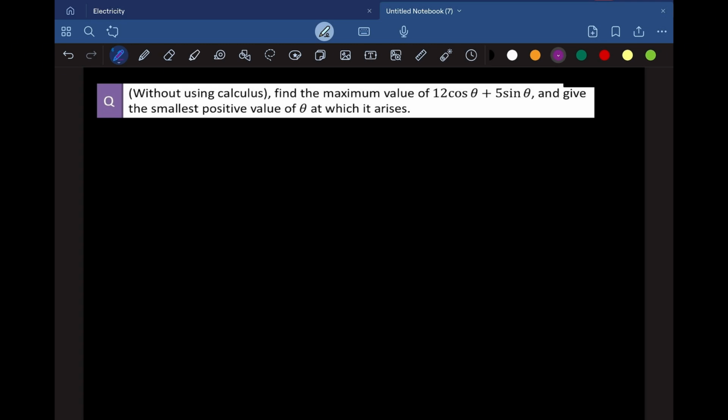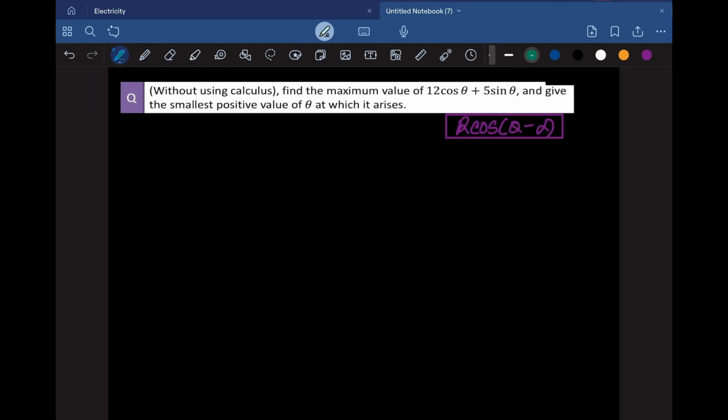So you can solve this question by yourself by pausing the video, and later on I'll be solving it as well for you so that you can check your answers with the one that I will be making. Alright guys, so now let's solve this math in this form. Here they have given us this maximum value and asked us to give the smallest possible value of theta at which it arises. Exactly the same question which we have seen previously.